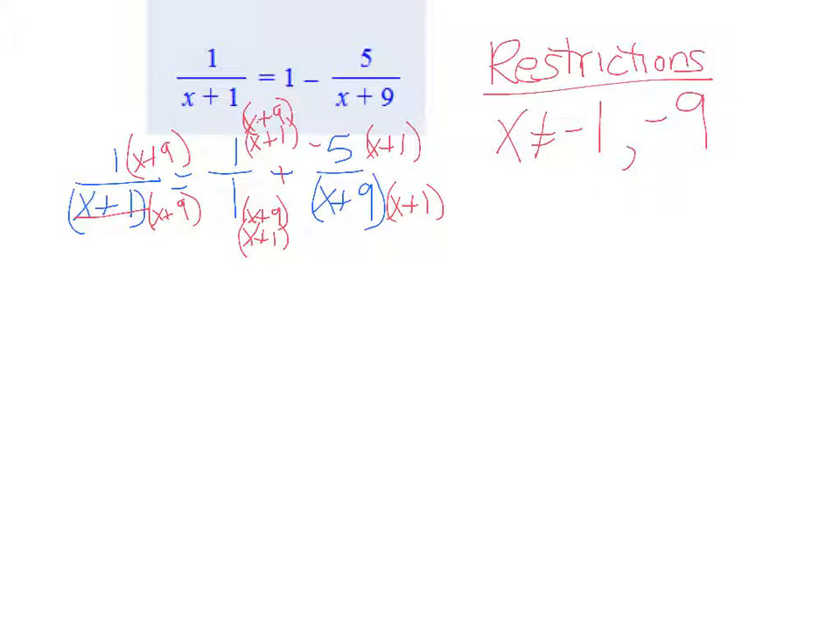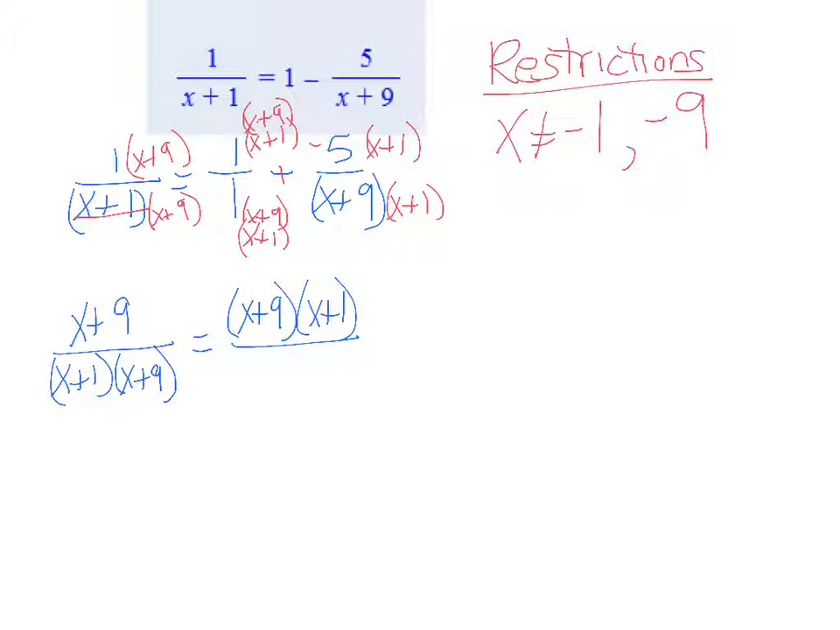All right, now let's rewrite this. So I'm going to take my 1 and distribute it, so that's no big deal. That's going to become x plus 9 over that common denominator, equals, this one not as nice, I've got to have both. I've got to have the x plus 9, I've got to have the x plus 1. That's going to be over the common denominator.